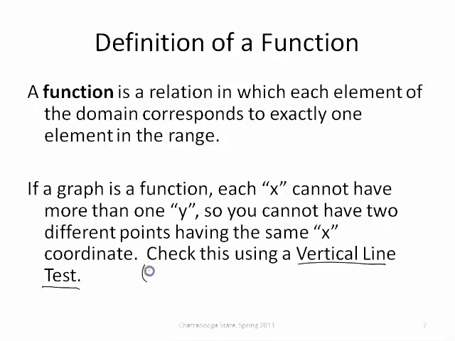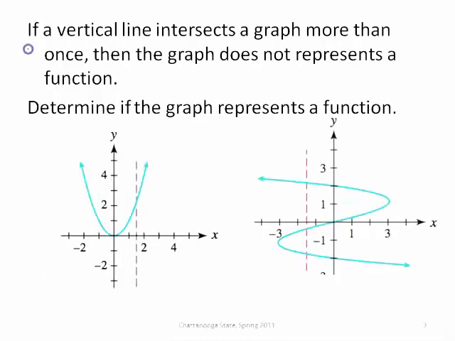Any 2 points that have the same x coordinates, say x equal 2, if they have different y's, they are going to fall on a vertical line at 2 different places. So that's why we can use a vertical line test. The vertical line test says if a vertical line intersects a graph more than once, it does not represent a function. So what we do is we imagine we have a vertical line.